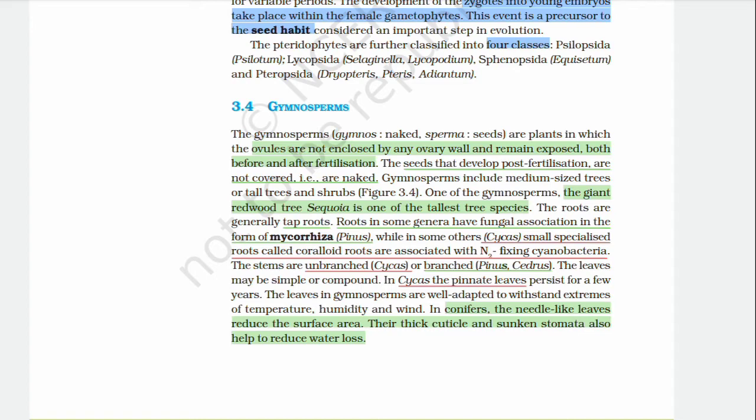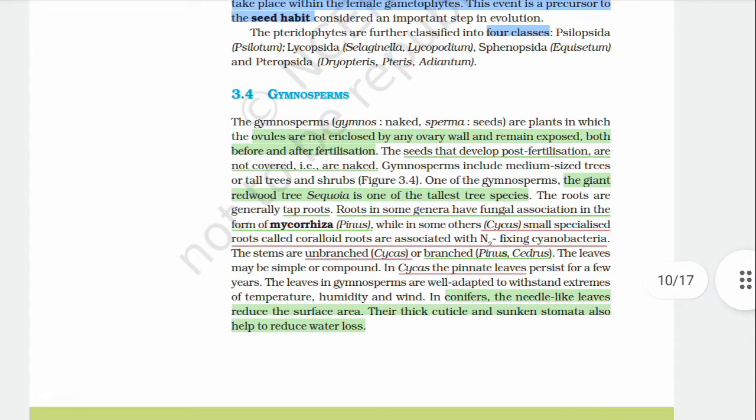Gymnosperms are like angiosperms, but their ovules are not enclosed by an ovary wall and they remain exposed. That is, the seed is not covered by a fruit. They are naked. Gymnosperms vary from small trees and shrubs to the largest tall trees. The tallest tree species of gymnosperm is the giant redwood tree Sequoia, and they generally have taproots.